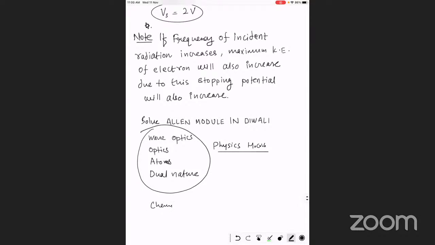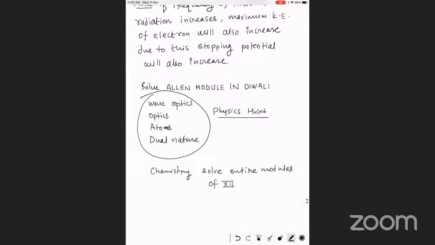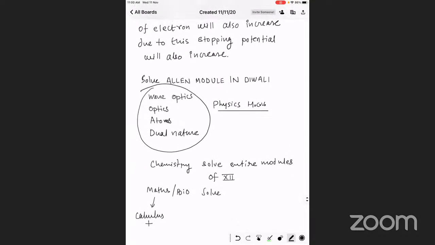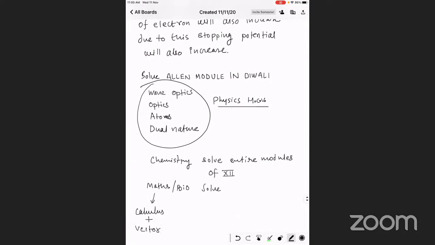And in chemistry also, solve the entire modules of 12th. Focus only on 12th. Maths and biology also solve. Calculus in maths, calculus and vector, and bio entire 12th biology module Allen. This is your Diwali assignment.